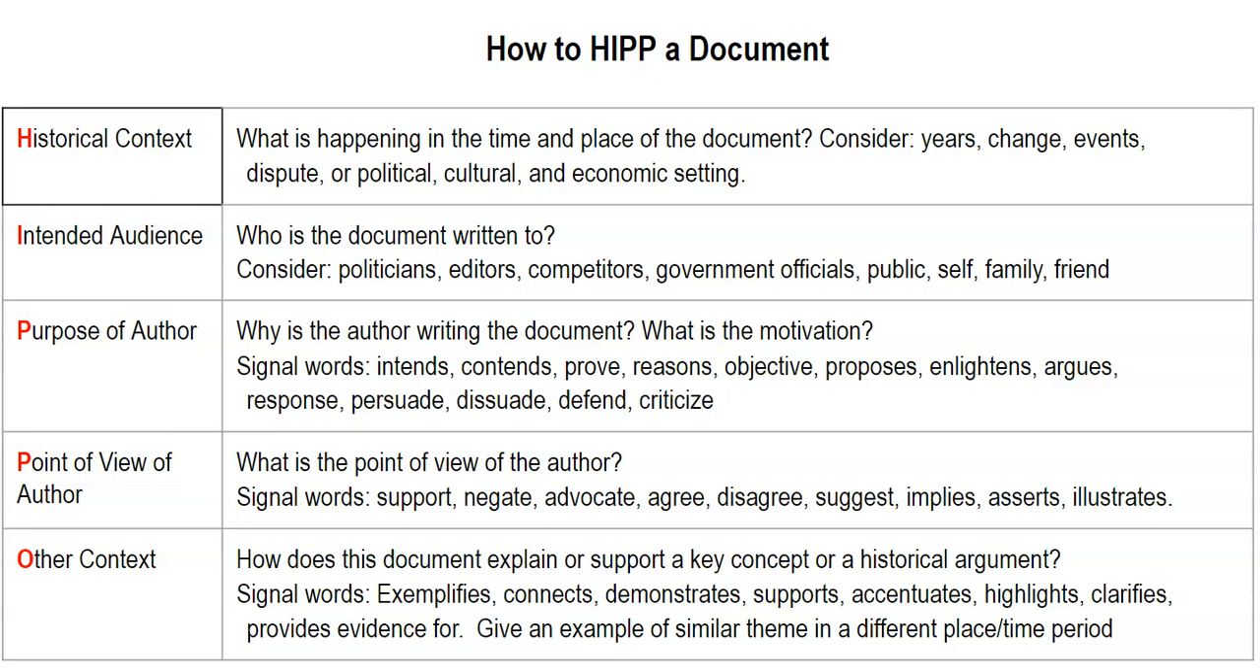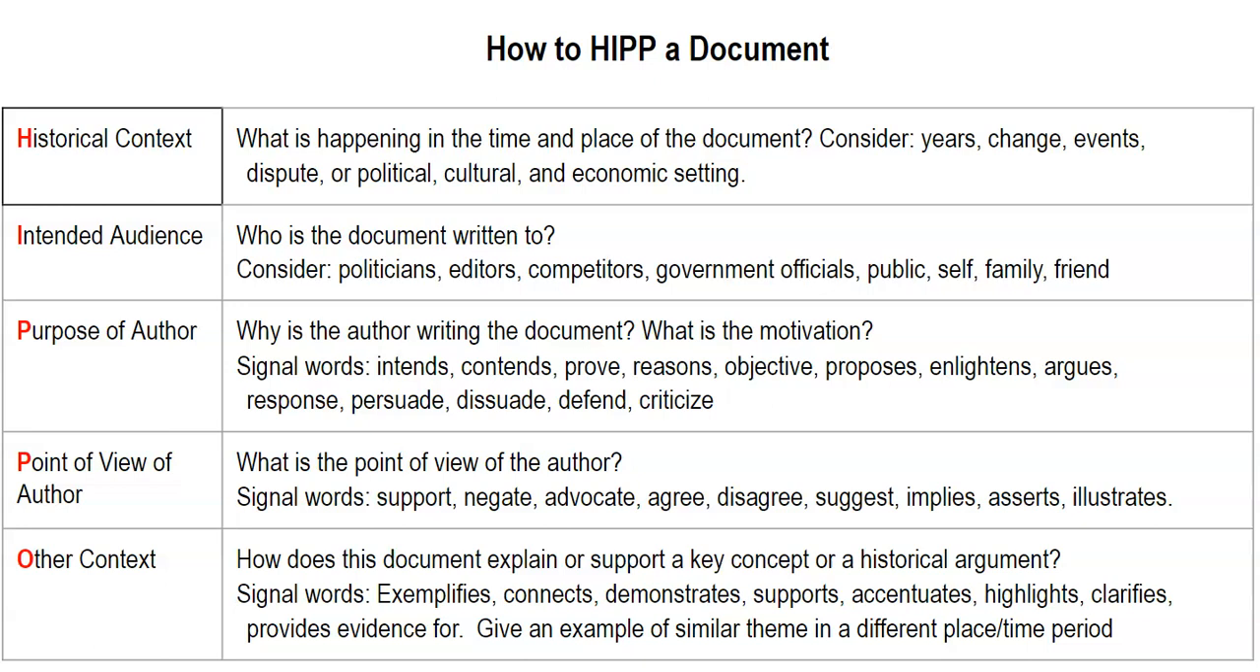it explains it and then gives you some words you might want to use as you're going through the process of HIPPing a document. So let's talk real quick about what HIPP stands for. The H in HIPP, of course, is the historical context. I, intended audience. P, purpose or point of view. And then we do add O, that's other context, and we will talk about that at a different time.